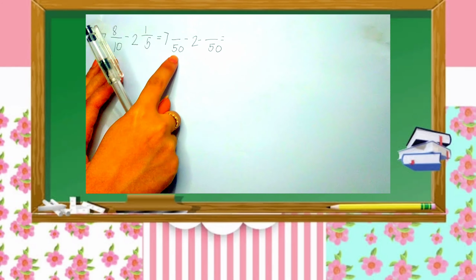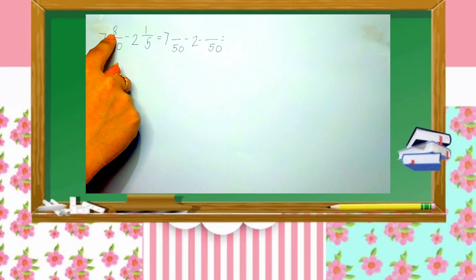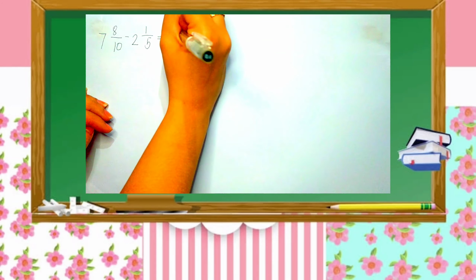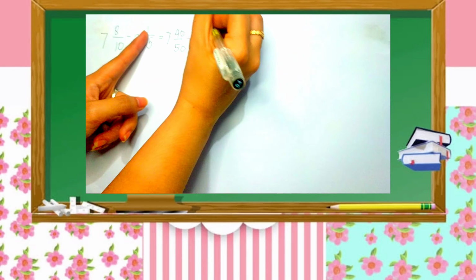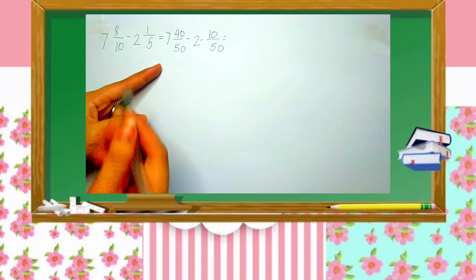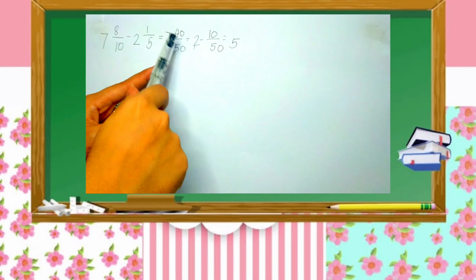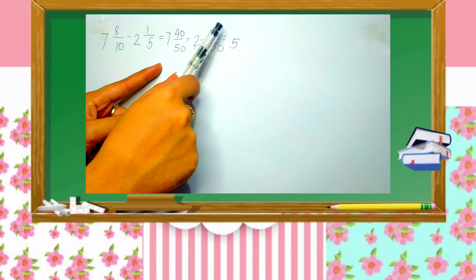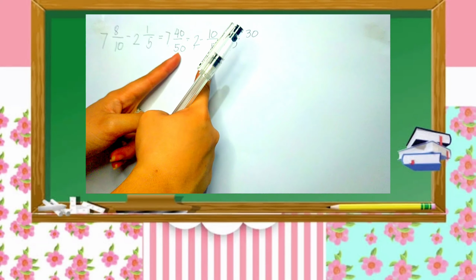Let's divide: 50 divided by 10 equals 5, times 8 equals 40. 50 divided by 5 equals 10, times 1 equals 10. Let's subtract the whole numbers. 7 minus 2 equals 5. 40 minus 10 equals 30. And copy the common denominator, which is 50.